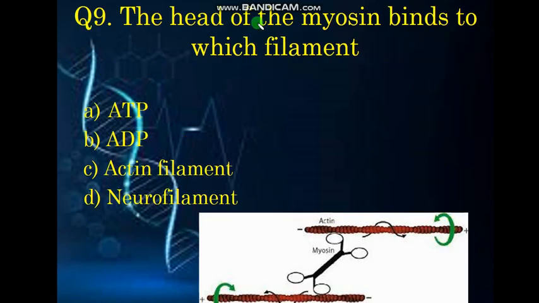Question number 9. The head of the myosin binds to which filament? We know it actually. Option A, ATP; option B, ADP; option C, actin filament; option D, neurofilament. Here the myosin protein is for the actin filament. Here the myosin protein head actually binds to the actin filament and it moves. We call this a motor protein. It moves along the actin filament.